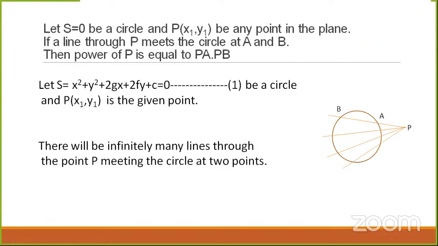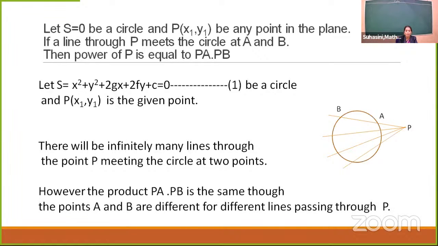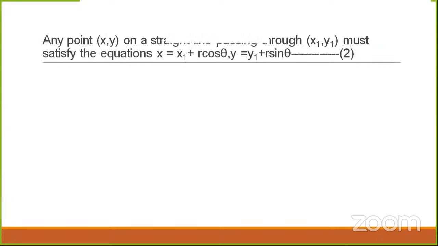And how many lines can be drawn through a point? Infinite lines can be drawn. So in this case, there will be infinitely many lines through the point P meeting the circle at 2 points. However, the product PA into PB is the same, though the points A and B are different for different lines passing through P. If PB is more, PA will be less. The distances PA and PB are aligned in such a way that their product is maintained the same, though the points are different.